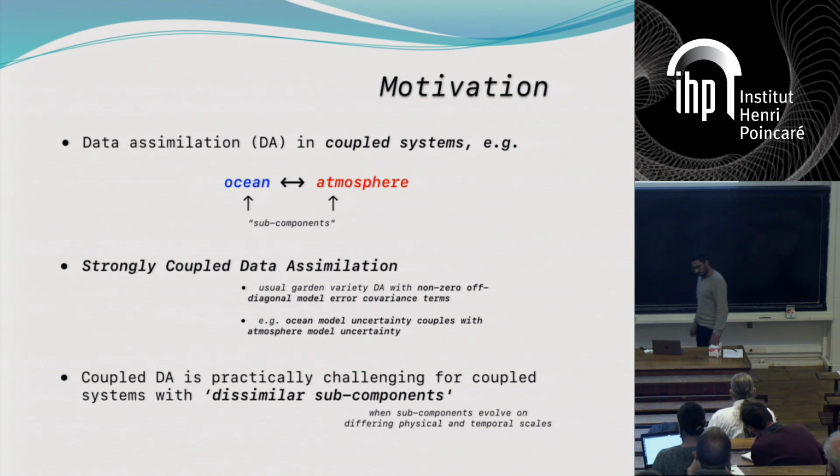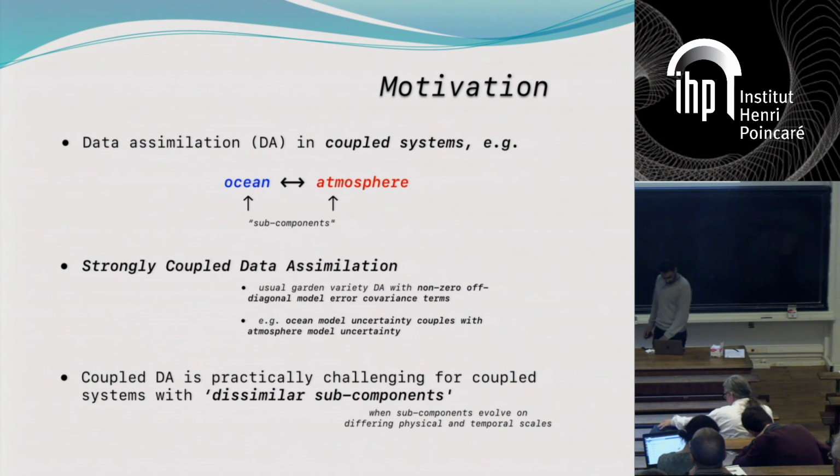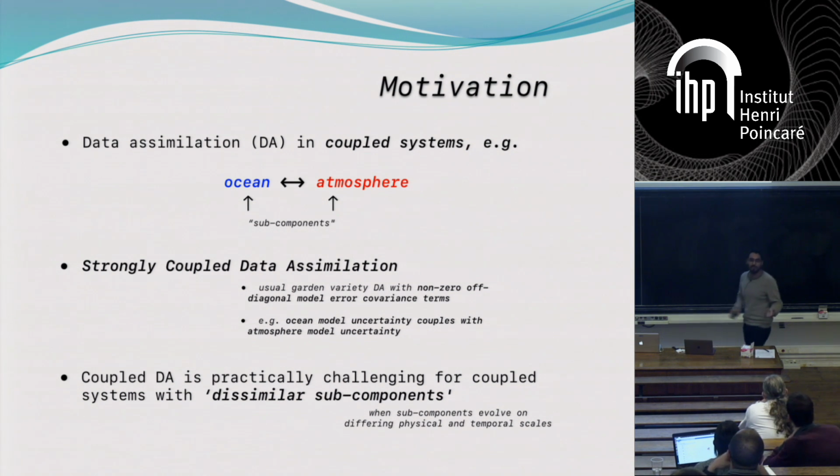To formulate this process, I will start by telling you that I'll consider a model where there are two components in the system. One is the ocean, one is the atmosphere, and the macroscopic physical properties of the system will be covered. And the strongly coupled DA in this case simply refers to the theoretical implementation of DA, where the error covariance matrices have non-zero off-diagonal terms.